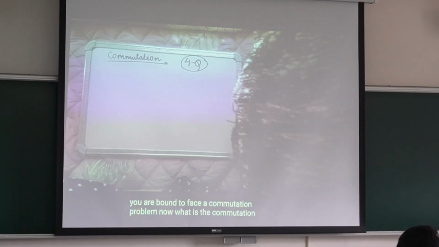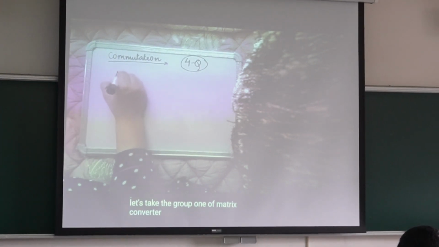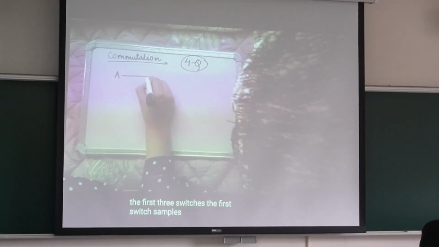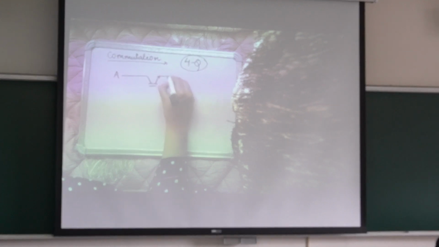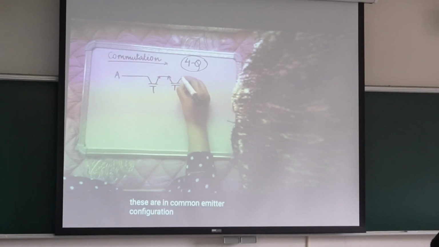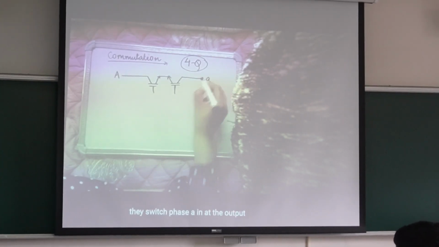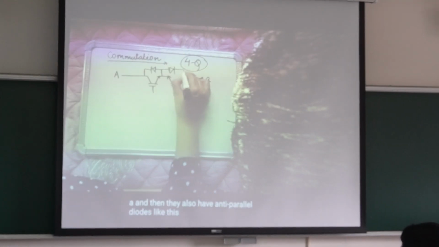Now, what is a commutation problem? Let's take group 1 of the matrix converter, the first three switches. The first switch samples input phase A. These are in common emitter configuration. They switch phase A to the output phase A, and they also have anti-parallel diodes. So we have input A and output A.